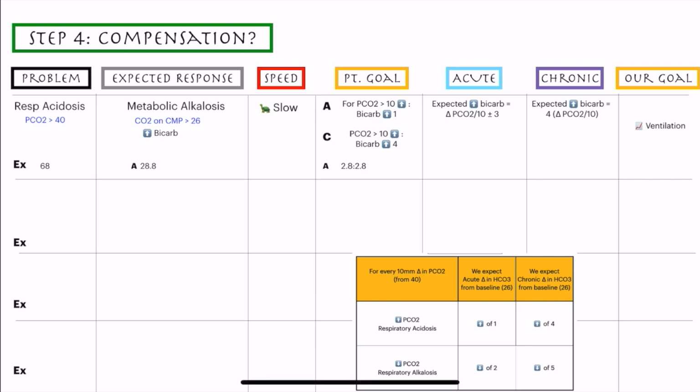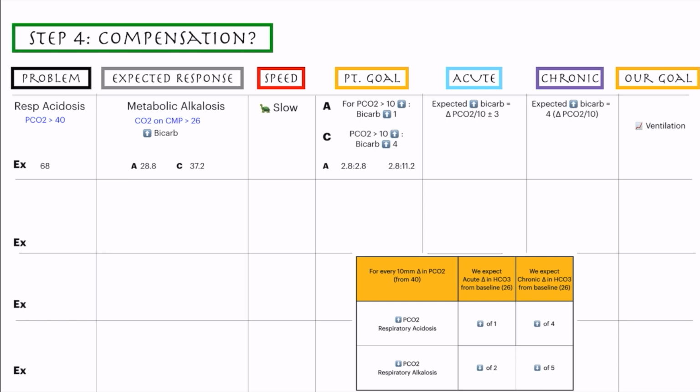So you should see 26, right? 26 is our bicarb. We're going to add to it because you're going to see a rise in your bicarb. If this patient is acutely compensating for this respiratory acidosis, you should see a metabolic alkalosis with a CO2 on your CMP of 28.8 or higher. For chronic, it's going to be a 4-fold of that. So same equation, but the bicarb is going to go up by 4 for every 10 over 40 your PCO2 is. And that's going to give you 11.2 points that your bicarb should go up by. And that's going to give you 37.2.